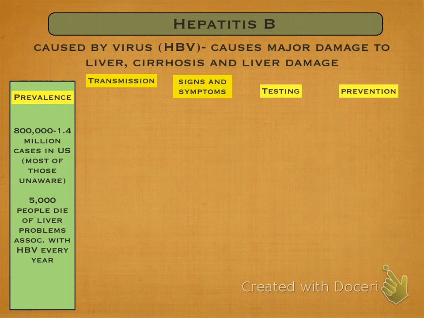So most of those people are unaware. 5,000 people die of liver problems associated with HPV every year. And you may say 5,000 is not that many, and we're talking about in the United States. It isn't. But it also is avoidable. So even those 5,000 should not die. That does not mean that those other 900,000 people who have it are not struggling and suffering, because they are.